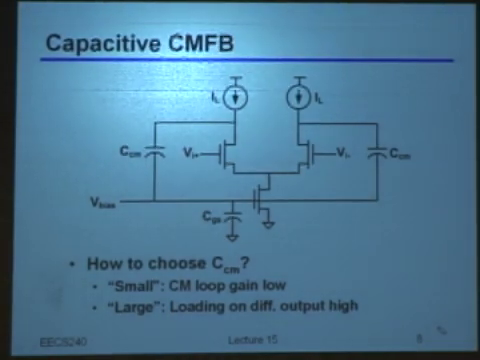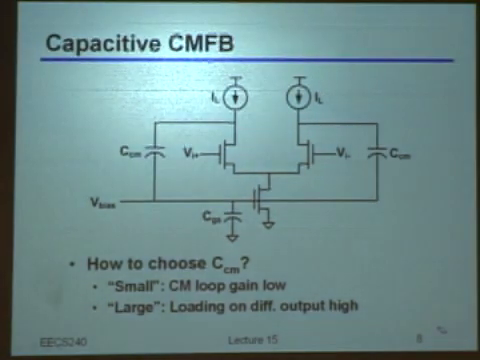Here we are assuming that we have a telescopic topology, but you can use whatever amplifier you can imagine of. And it's nice because capacitors don't load too much the differential path. And plus, they really fit the switched capacitor paradigm.